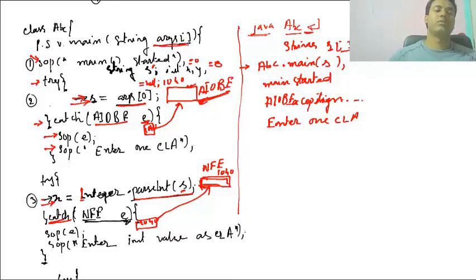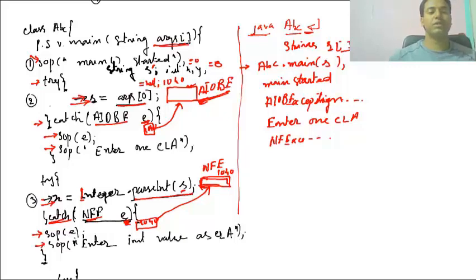Now the exception was raised in try, and JVM found the corresponding catch block, and the catch block's e reference variable is of the same type, NumberFormatException, so e immediately starts pointing to that object, and now control comes into catch. Again it prints e. Now e is of type NumberFormatException, so it gives the class name, NumberFormatException.